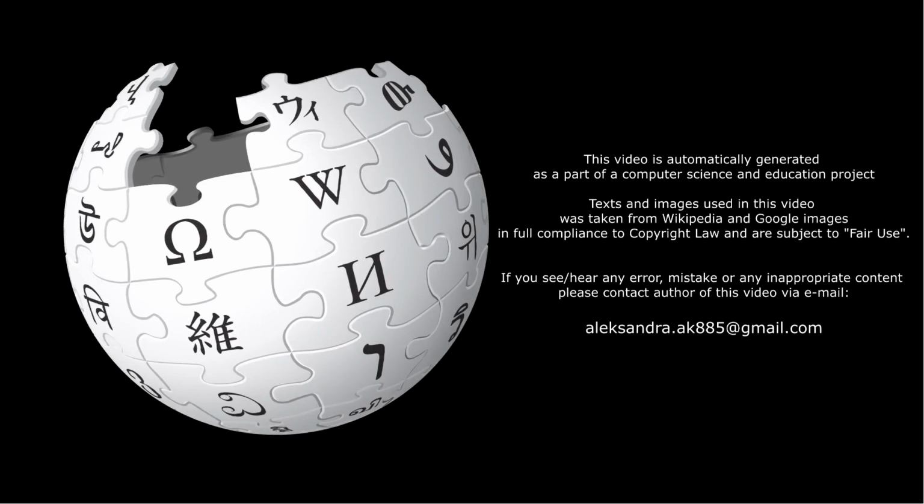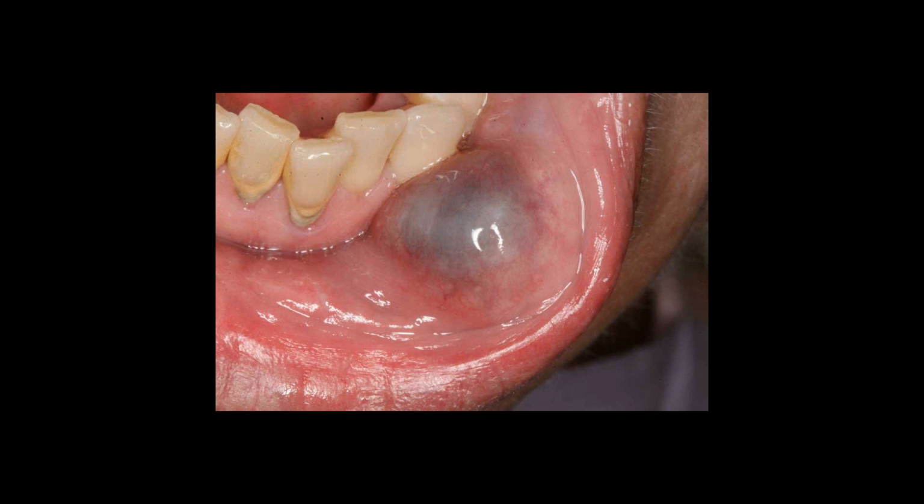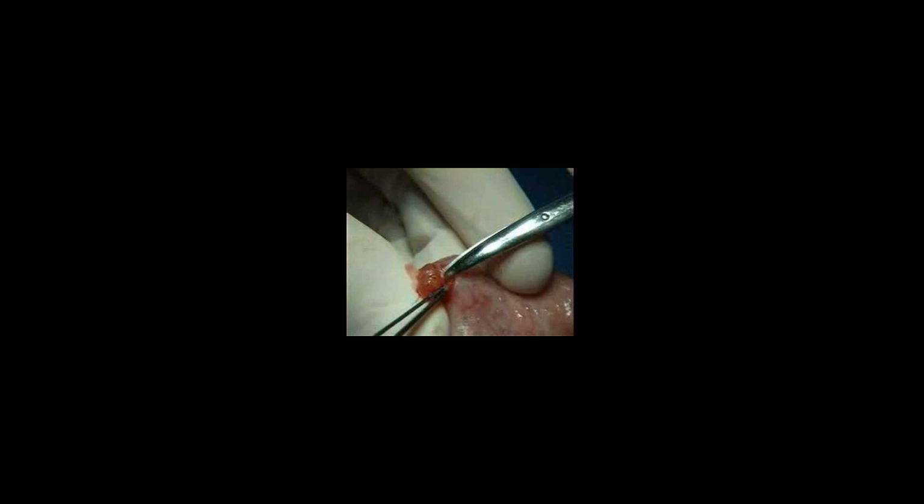Micromarsupialization is an alternative procedure to surgical removal. Micromarsupialization uses silk sutures in the dome of a cyst to allow new epithelialized drainage pathways. It is simpler, less traumatic, and well tolerated by patients, especially children.